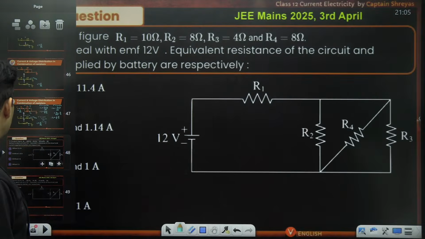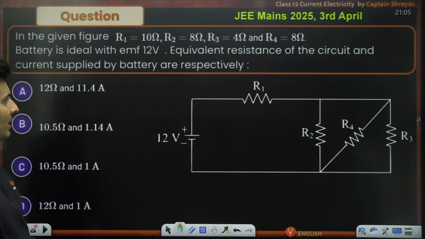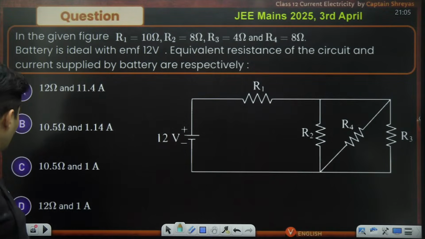Great. So let's see if you can figure out this particular question, which was asked in JEE Mains 2025 this year. R1 is given 10, R2 is given 8, R3 is given 4, R4 is given 8. Battery is ideal, EMF is 12 volts, find the equivalent resistance of the circuit and the current supplied by the battery.